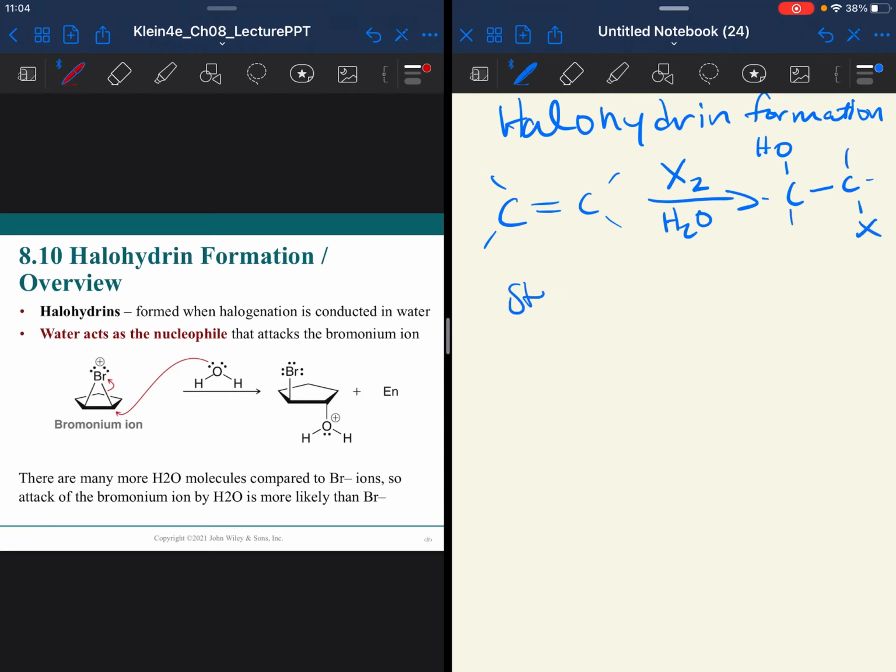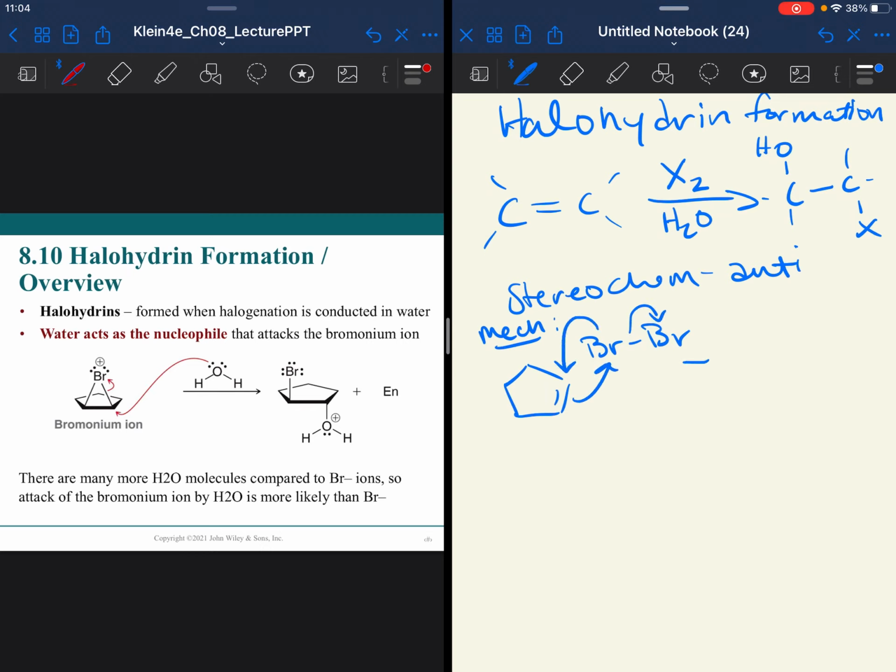It goes by a very similar mechanism. So the stereochemistry is still anti, but we are going to have to think about the regiochemistry now. If we have an asymmetric double bond, we are going to have to take that into account. So let's start off just looking at this mechanism. We're going to do this mechanism twice because we're going to do it on this symmetric double bond first.